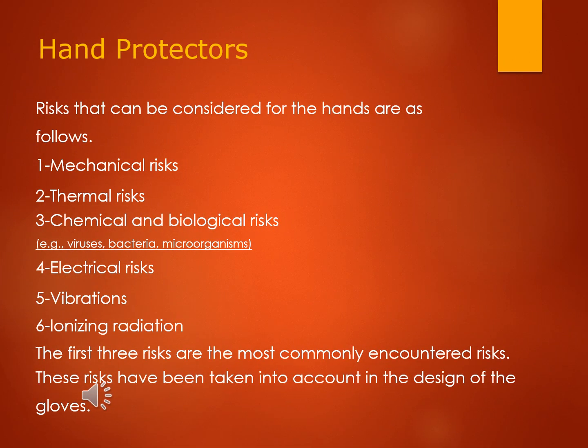Risks that can be considered for the hands are as follows: 1. Mechanical risks, 2. Thermal risks, 3. Chemical and biological risks, 4. Electrical risks, 5. Vibrations, 6. Ionizing radiation. The first 3 risks are the most commonly encountered risks. These risks have been taken into account in the design of the gloves.